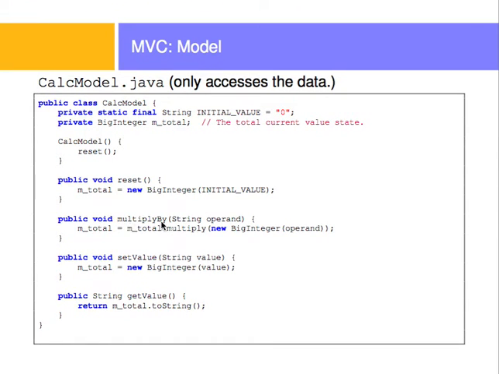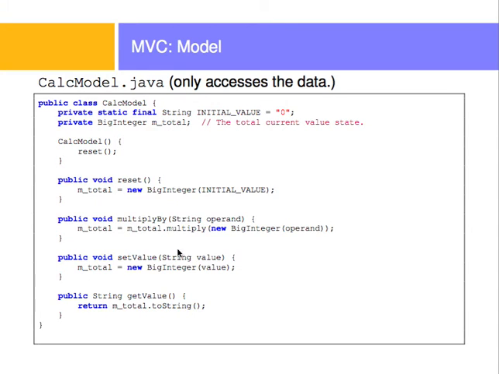Now multiply takes a string with a number in it, and the mtotal will multiply it by this new big integer here. Set value will basically set the mtotal to whatever value I give it in the string, and get value will basically return the total value as a string.